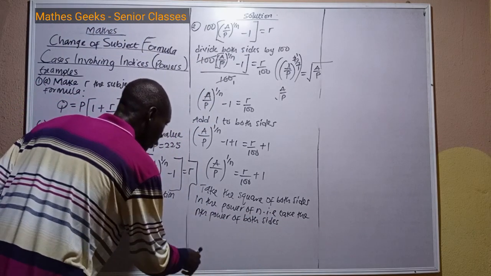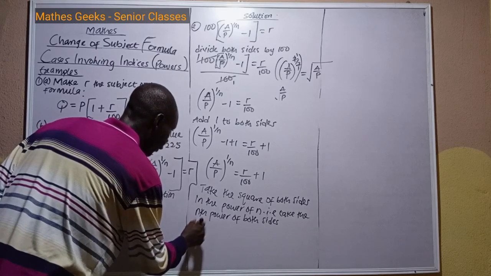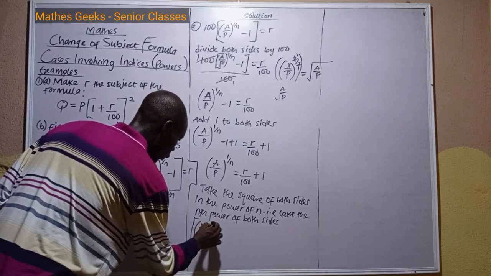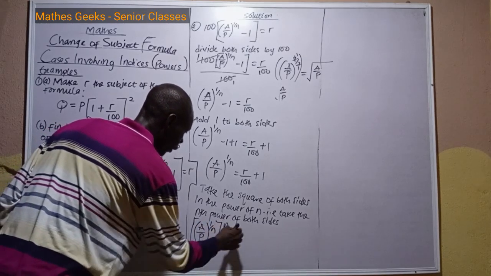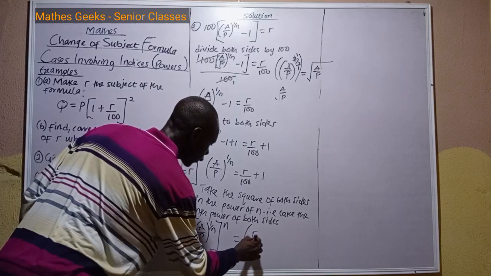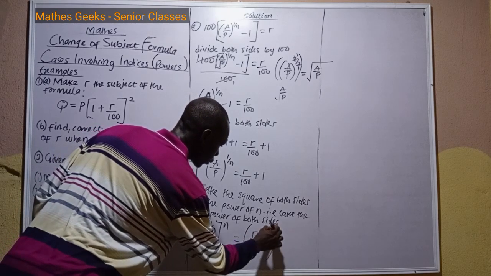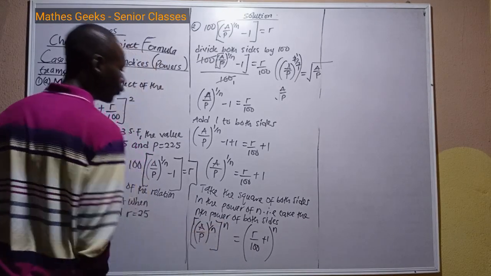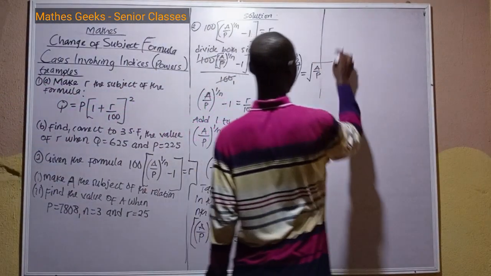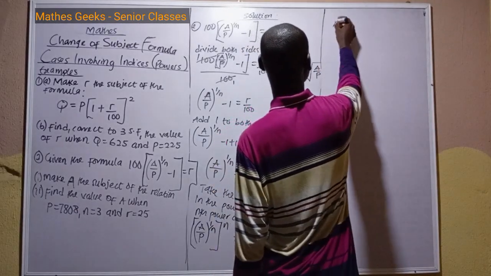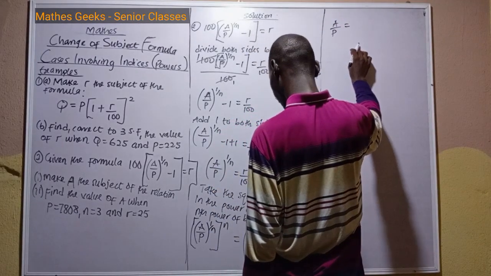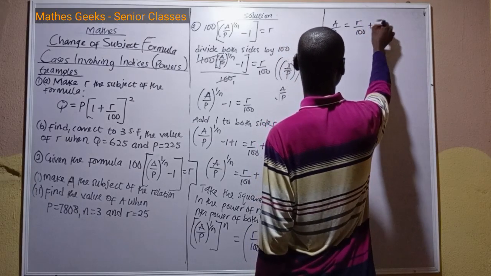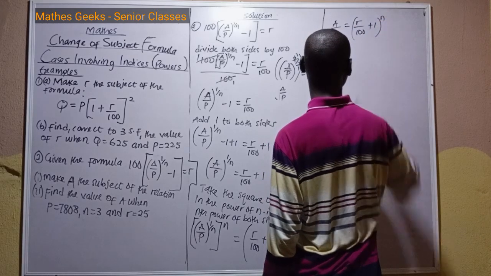So when we do that, this will give us e over p, 1 over n power, plus r over 100 plus 1 raised to power n. So n times 1 gives us n, divided by n will be 1. So it's going to be e. So e over p is equal to r over 100 plus 1 raised to n.